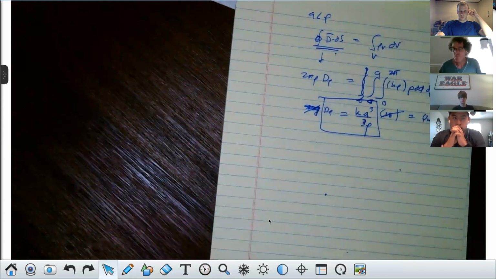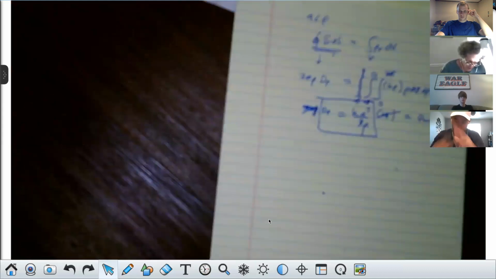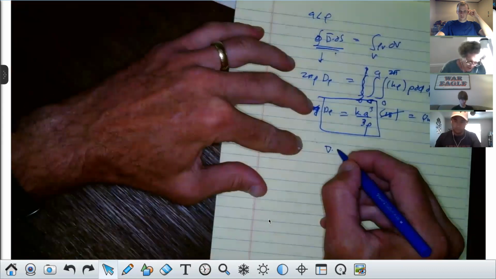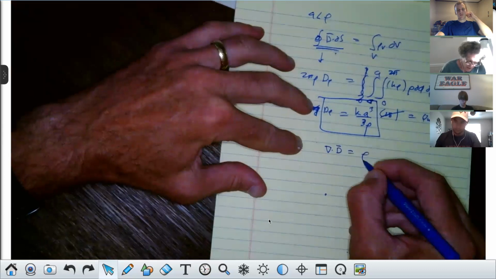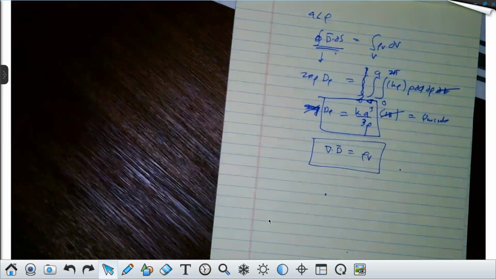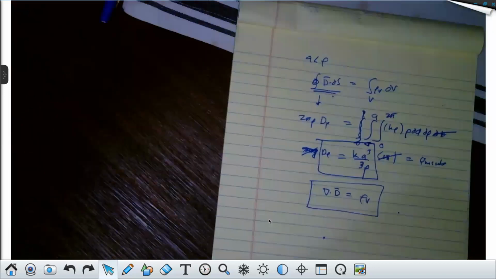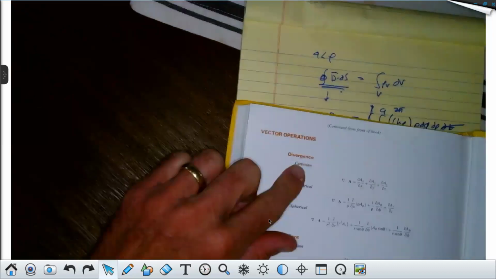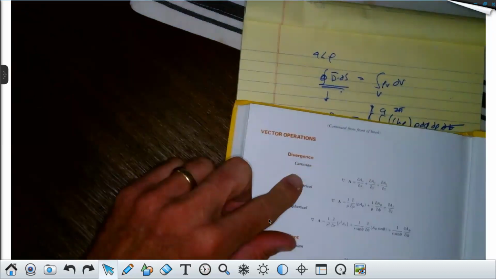Now, in most physical laws, there is an integral form and there's a differential form. And the differential form is this: the divergence of D is equal to the volume charge density. Now, if you have your book, y'all have your book? Get your book and look at the last page in the book. And you'll see something called divergence. Y'all see that? Get your books and flip there.